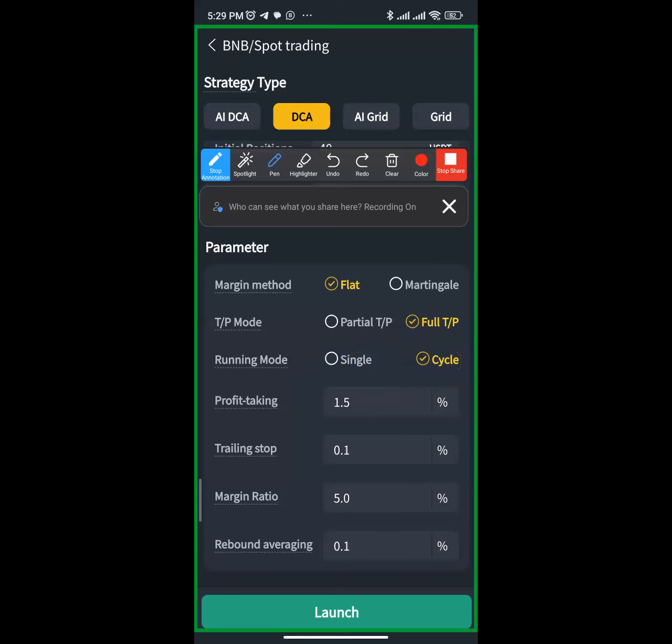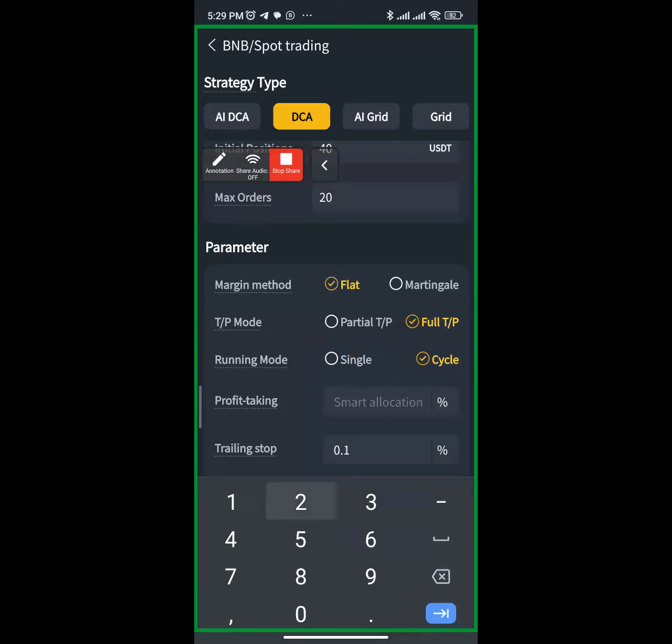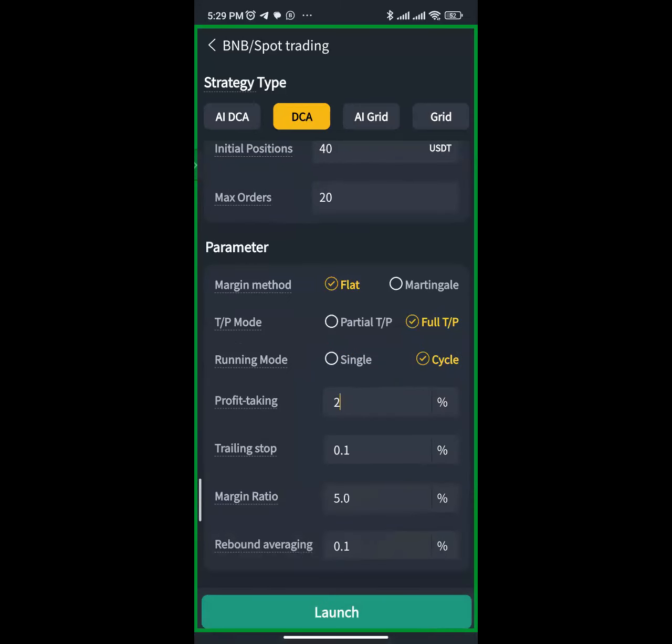All right. So now the next thing is the profit taking. Now, you have switched it to DCA, which means it's no more on the AI DCA, so I can set up my own profit. I want to take 2% from this market. For every move, I take 2%. I leave the trailing stop on.